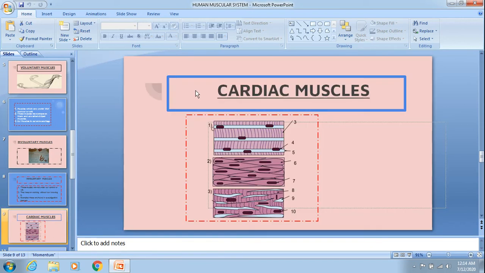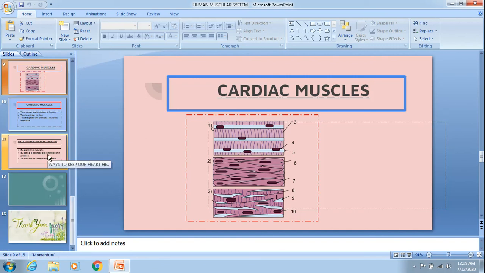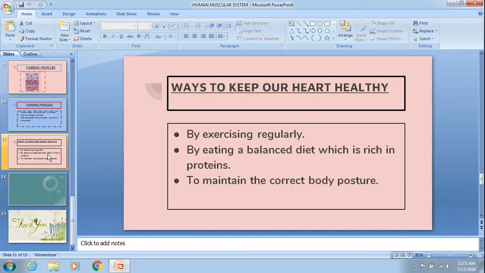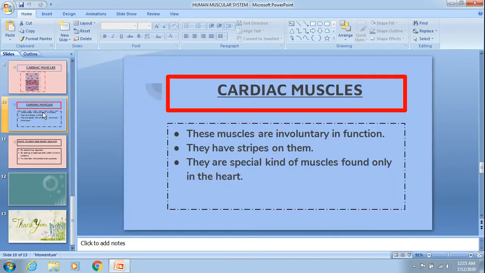Moving on to the next slide, we have cardiac muscles. As the name suggests, cardiac means present in our heart. These are known as our heart muscles. These keep on working throughout our life without getting fatigued even for a single second. Now, there are certain characteristics of cardiac muscles. So this slide deals with them.